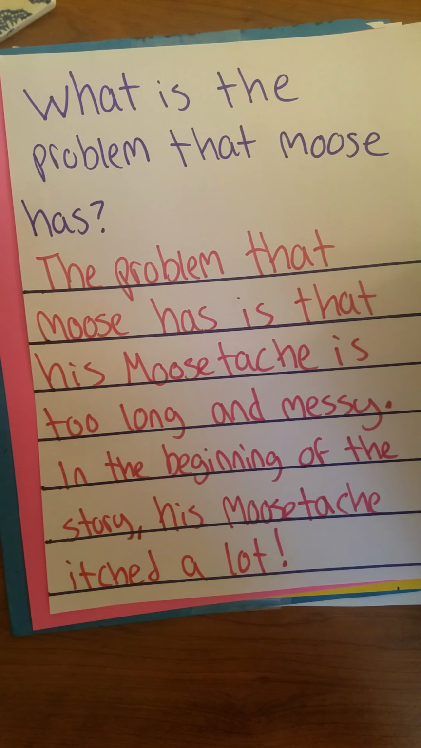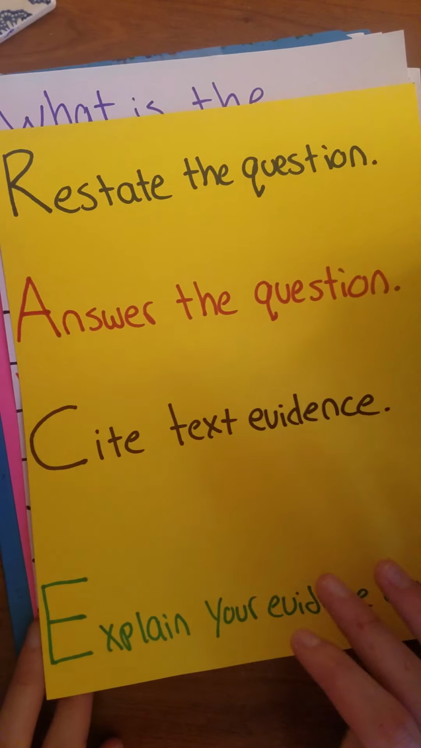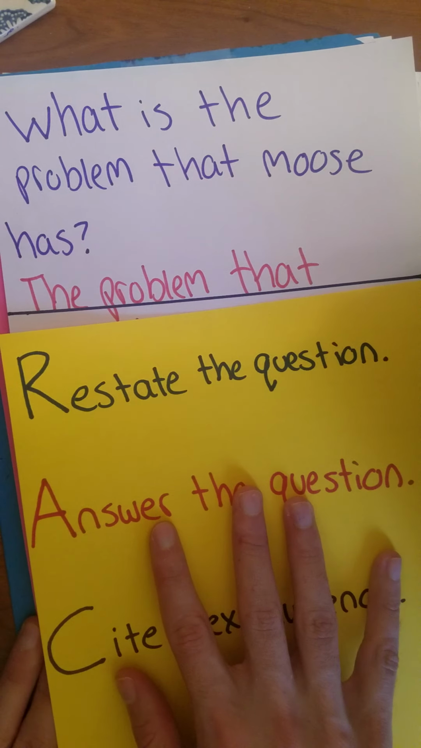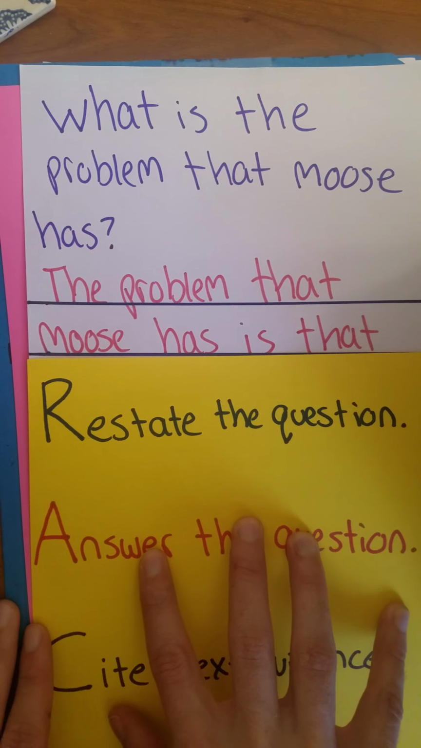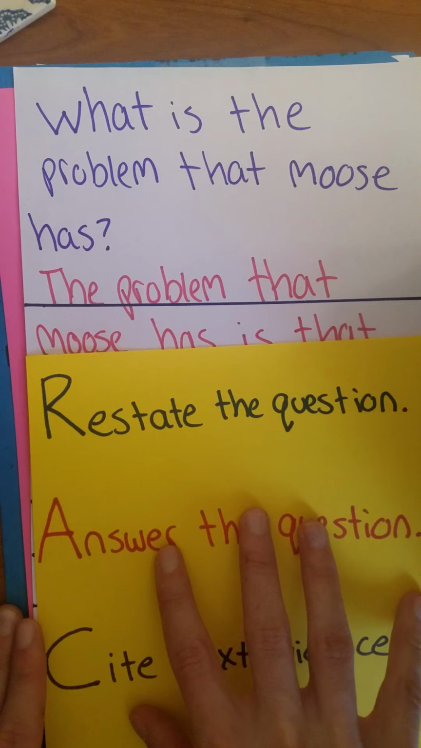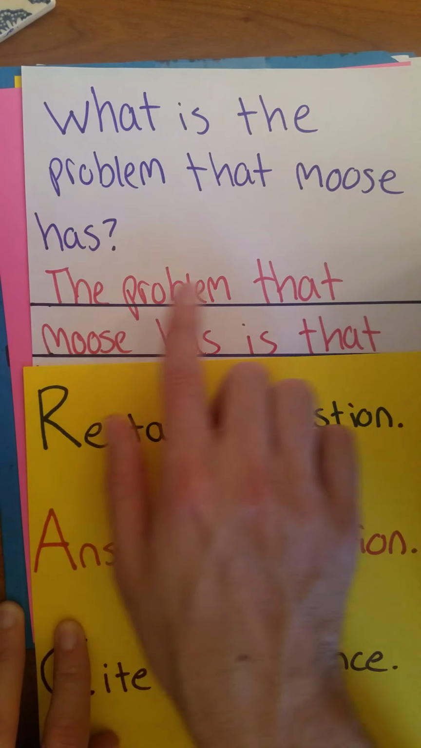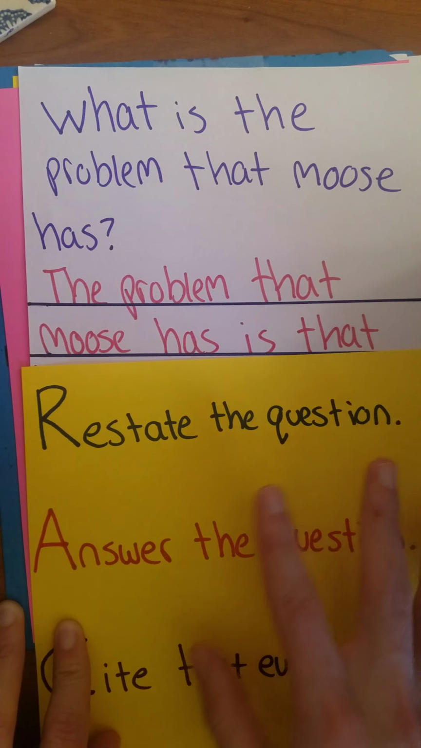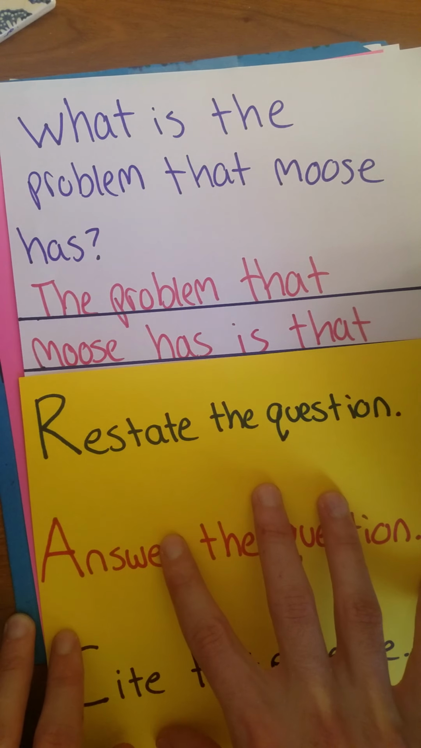All right, friends, so let's take another look back at our race poster and let's make sure that we have each of our letters. R, restate the question. The problem that I keep calling him Moustache. His name is Moose. He has a mustache. The problem that Moose has is that, and look right there, I already restated the question. You're already going to be able to tell what the question is right there.